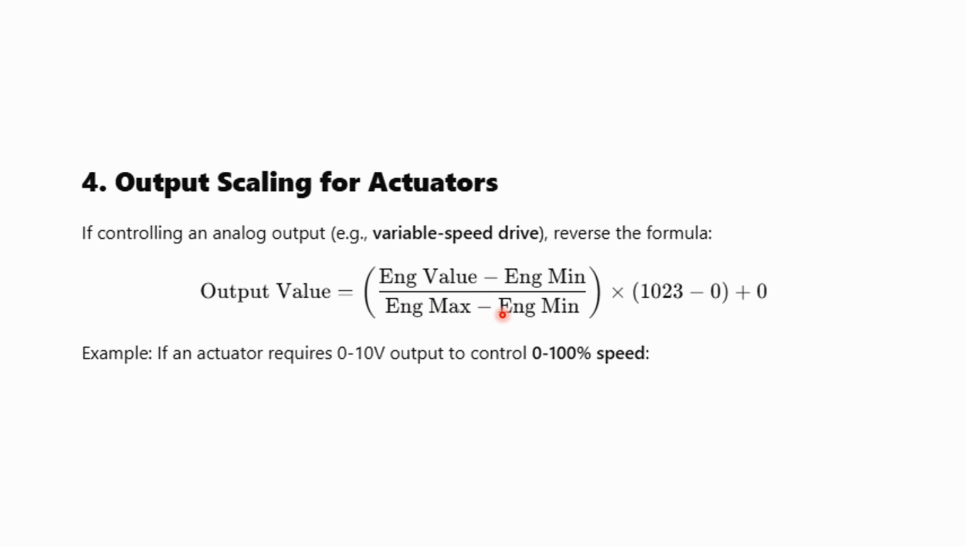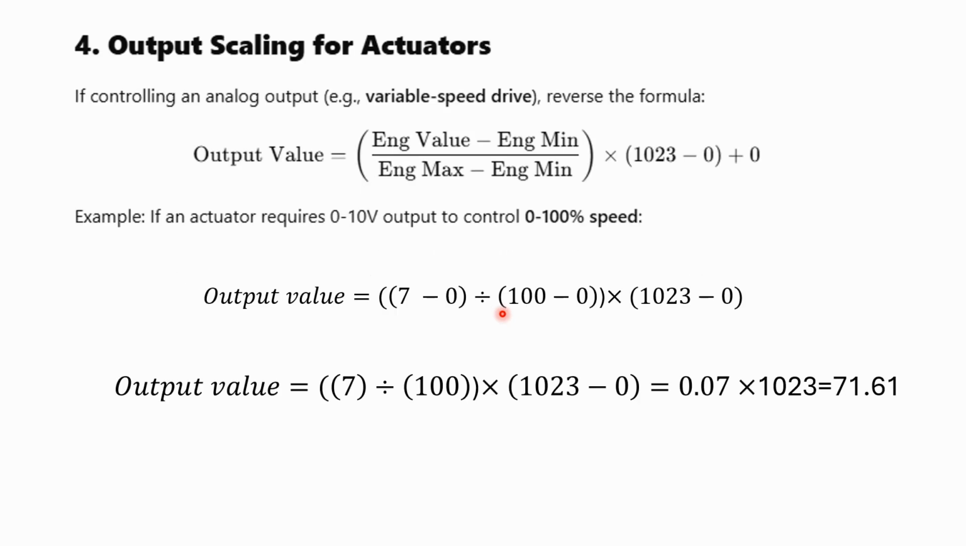It might make a little more sense if I show this here. Again, the engineering value we're going for is 7%. So 7 minus the engineering min of 0. Then we're dividing by this denominator, which is our engineering max of 100% minus the engineering min of 0%. And then we're just multiplying by our 1023. If we work this all out, we're going to get a number, 71.61. This is the raw value that we would send to our analog output.